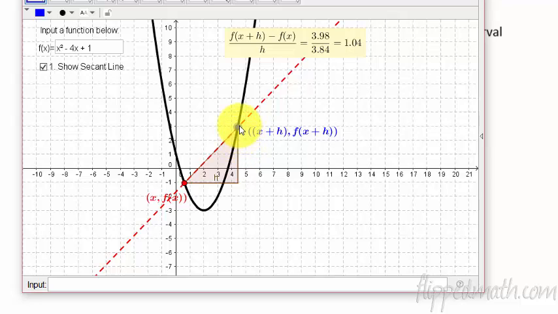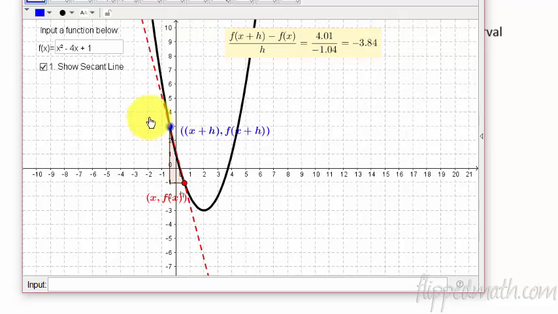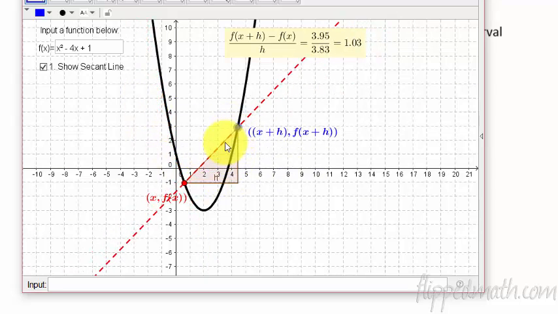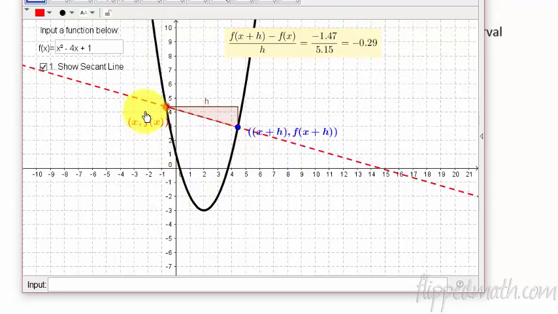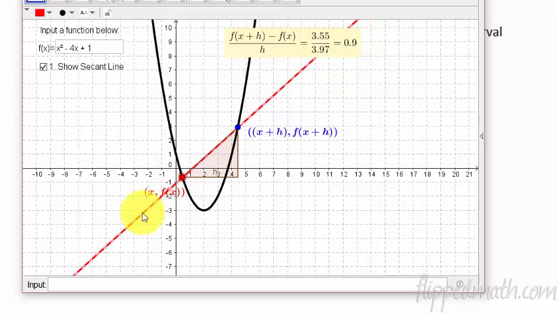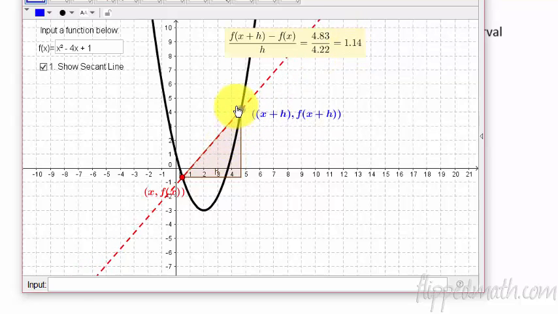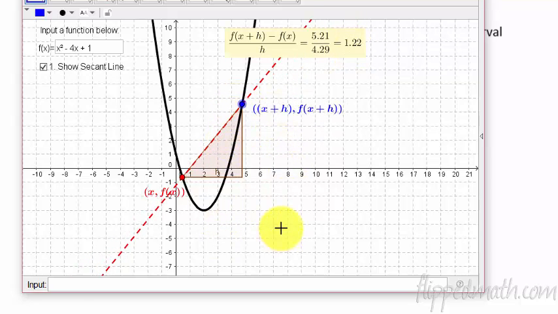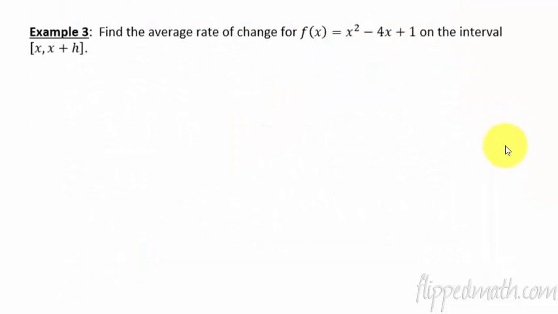This is the visual representation, and you could have it over here or over here. You can play around with this if you want. This also gives me the secant line. You can see in red I've got the secant line, and up here it gives me the slope of that secant line. So let's use these variables and go back to this problem and try this out.